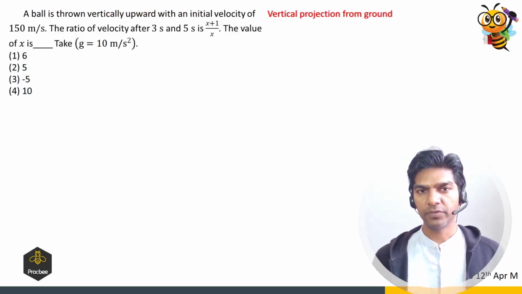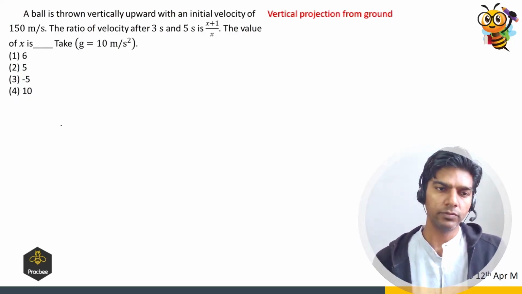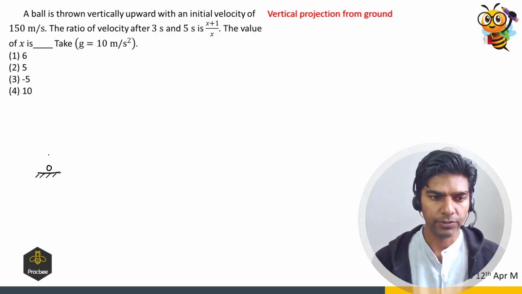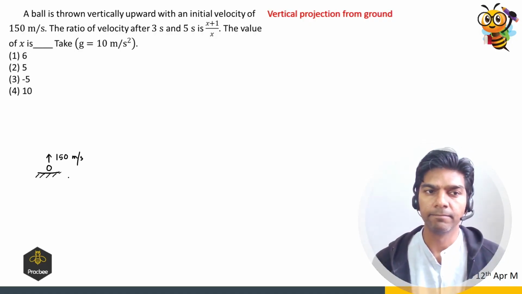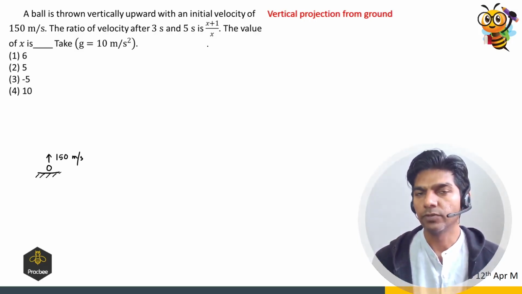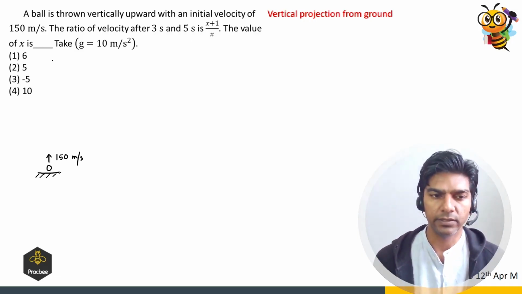Now the next problem type is based on vertical projection from the ground. So here we are projecting a ball from the ground. A ball is thrown vertically upward with the initial velocity of 150 meters per second. So this velocity is 150 meters per second. The ratio of the velocity after 3 seconds and 5 seconds is x plus 1 by x. The value of x is.